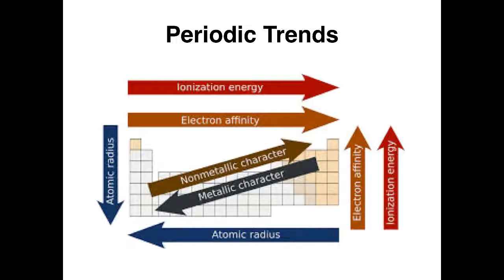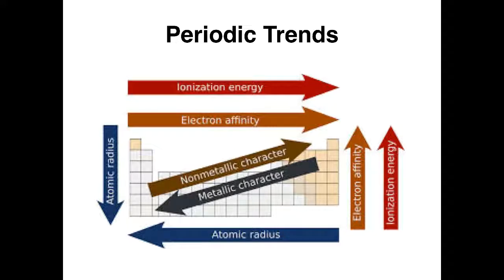And what you can see is that this slide helps you review all 3 of those properties. Ionization energy increases from left to right and from bottom to top. Atomic radius increases from right to left and from top to bottom. So exactly the opposite of ionization energy.